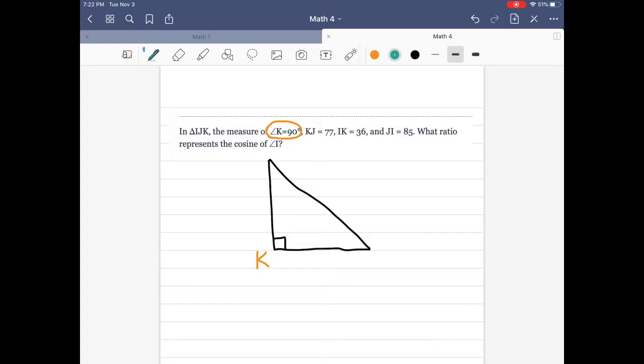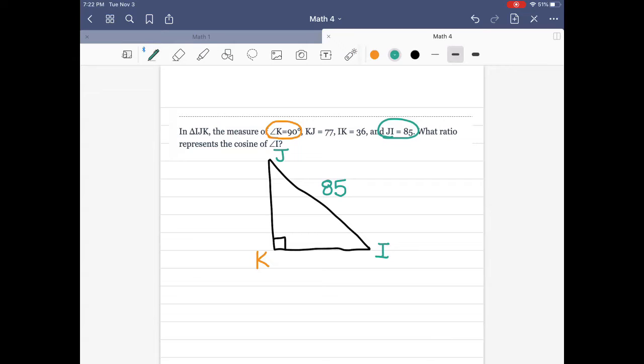You also need to identify which one is your longest side. So your longest side is 85. That's going to be your hypotenuse. So therefore we can label this one J and this one I. And again, it doesn't really matter if I put J at the top or I down here, or put I up here and J down here, as long as it's on that hypotenuse side.